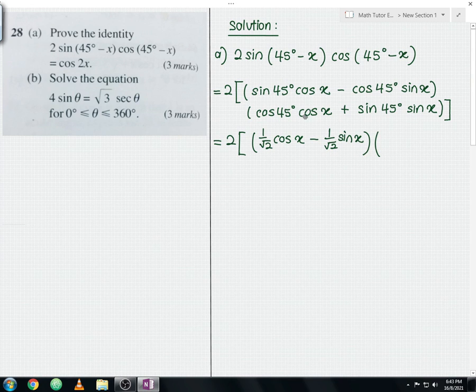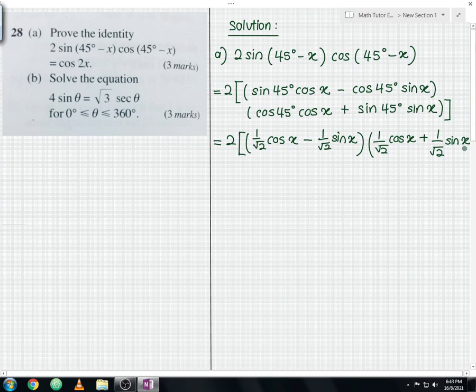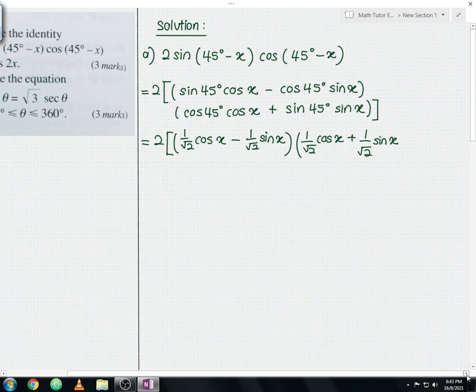So cos 45° times cos x will be 1 over square root 2 cos x. Let me write this properly: cos x, plus sin 45°, whose value is 1 over square root 2, and then you times it with sin x. Let me adjust this, and close the bracket.